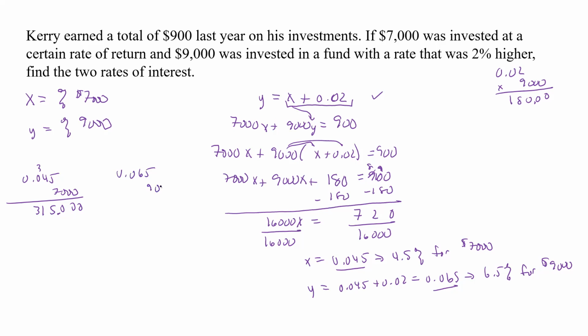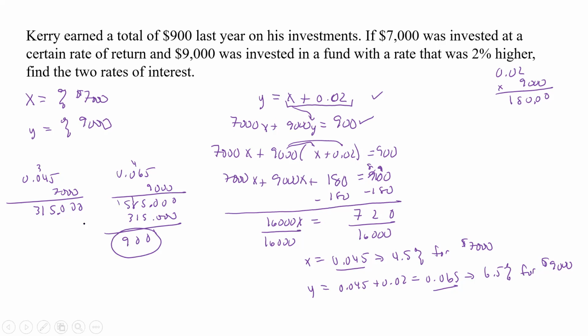0.065 times 9,000. That's 45, 54, 55, 56, 57, 58, and move it 3 decimal places. So now we have 585 plus 315. And so 5 and 5 is 10, 8 and 2 is 10, 5 and 4 is 9, $900, and that's what it's supposed to equal.